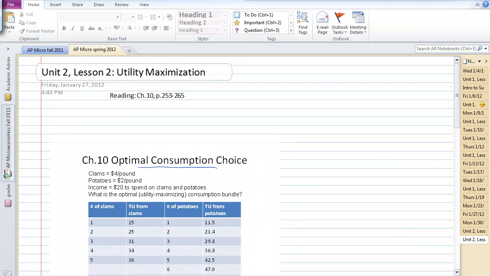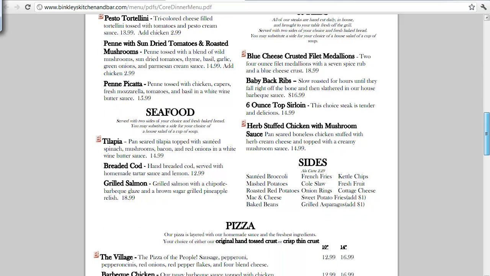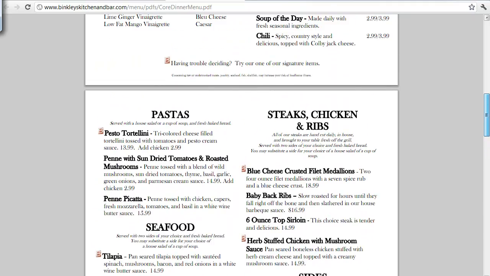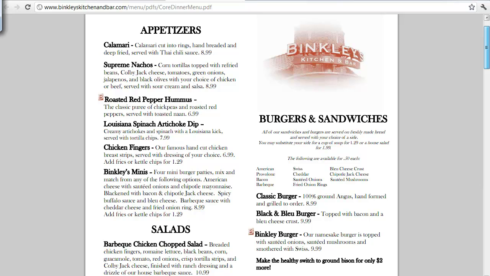So to introduce this, we'll talk a little bit about consumption choices. Like I said, in real life, we are choosing among different goods, and I pulled up a restaurant menu as, I think, a good illustration of that. There's Binkley's, which is a restaurant my family and I like to go to. It's close to our house. It's kind of a go-to, casual dining type place.